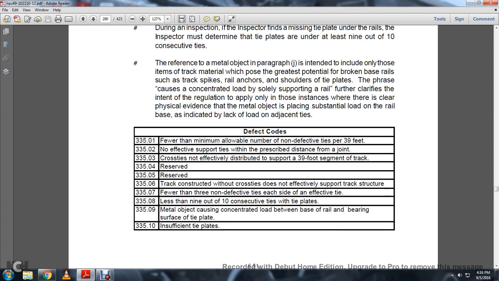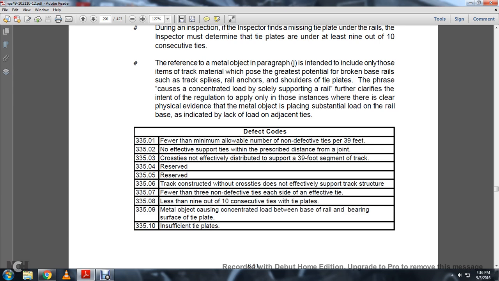Your defect codes are 33501, fewer than the minimum allowable number of non-defective ties per 39 feet. 33502, non-effective support within the prescribed distance in front of the joint. 33503, cross ties non-effectively distributed to support the 39-foot segment of track. 33504 and 33505, reserved.